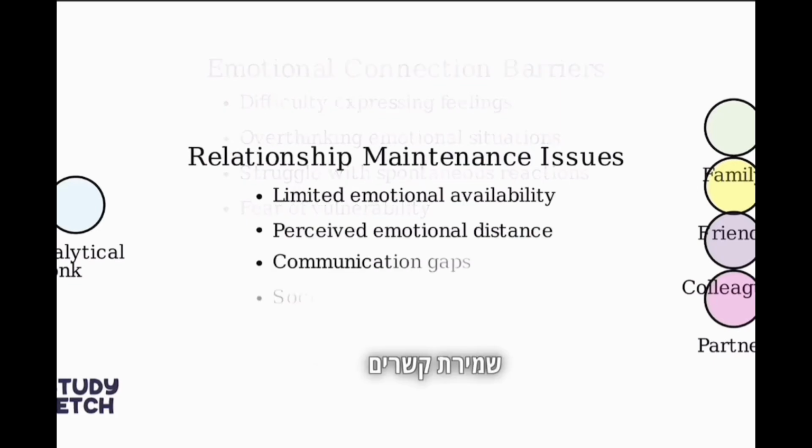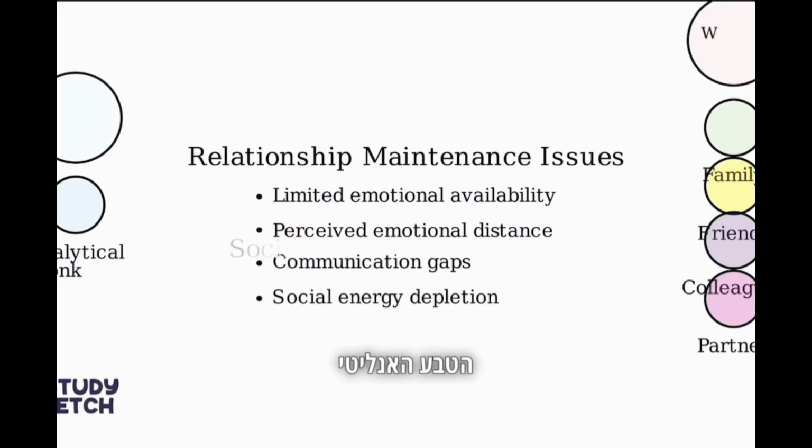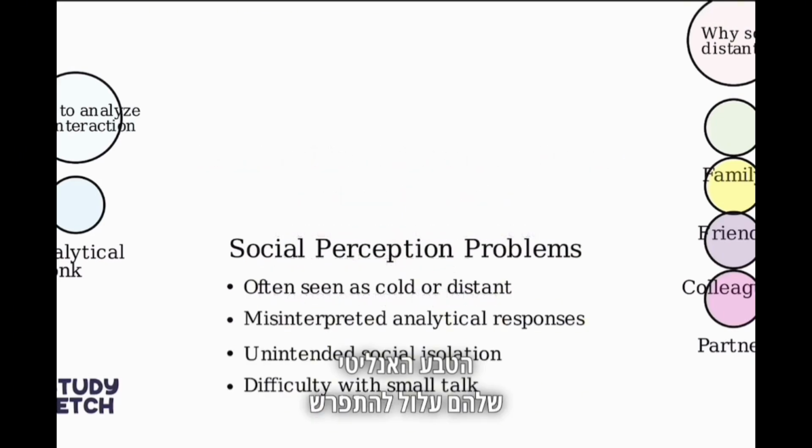Maintaining relationships becomes challenging due to their limited emotional availability and tendency to process everything through an analytical lens. Their analytical nature can be misinterpreted by others, leading to social perception problems and potential isolation.